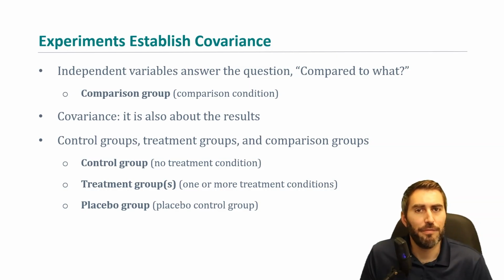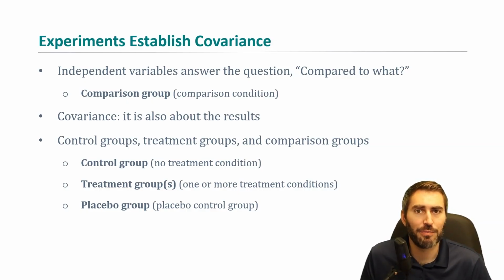Let's first talk about covariance. This basically answers the question, compared to what? As we've discussed, our everyday personal experiences don't usually have the benefit of a comparison group or a comparison condition. If you just guess that publicizing diversity norms works, you don't actually know unless you have a control or comparison condition to see what happens without it.